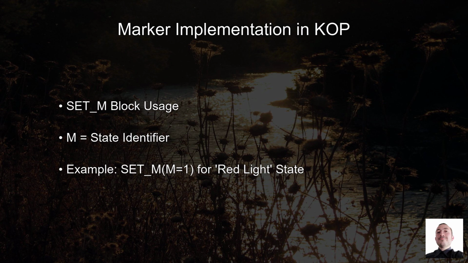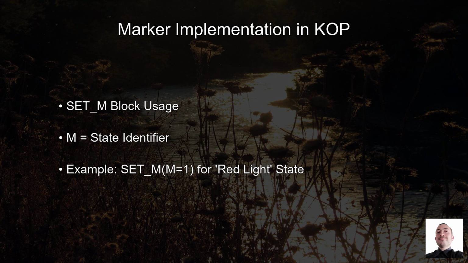Now, let's dive into the core mechanism of marker implementation in KOP for state management. Imagine each state in your traffic light system as a distinct point in a journey. Markers act as checkpoints, ensuring the system transitions smoothly from one state to another. The set_m block in KOP is your key tool here. It sets a specific marker, which is essentially a flag in the PLC memory, indicating the current state.